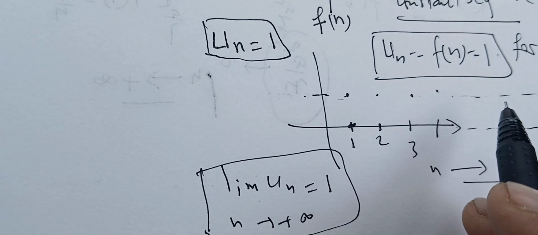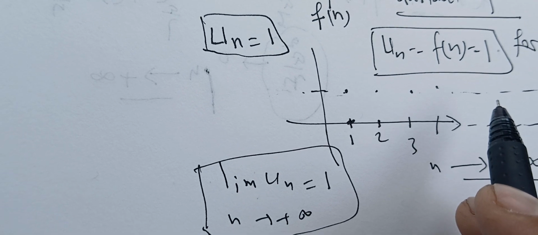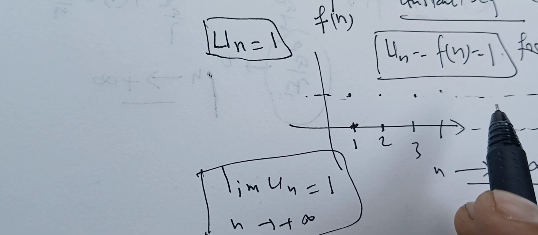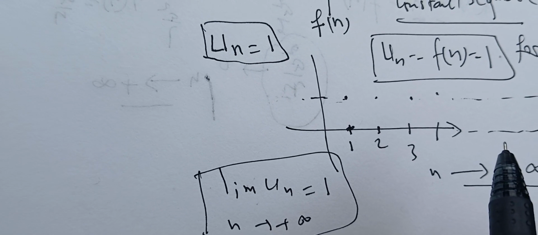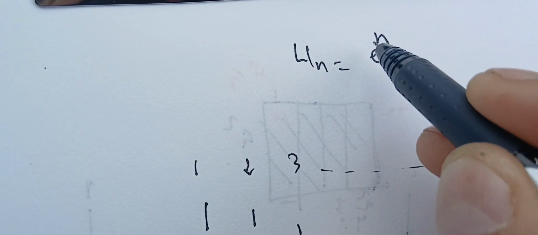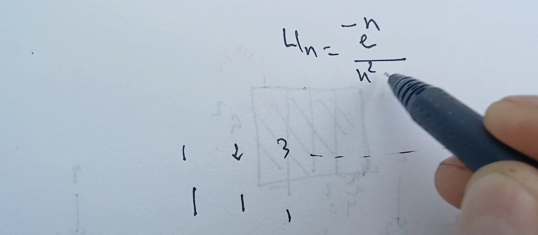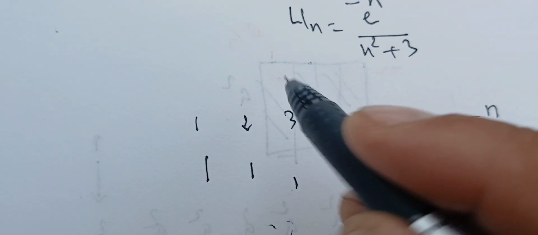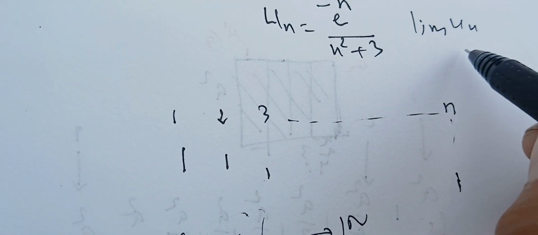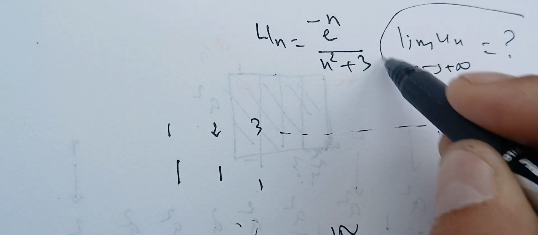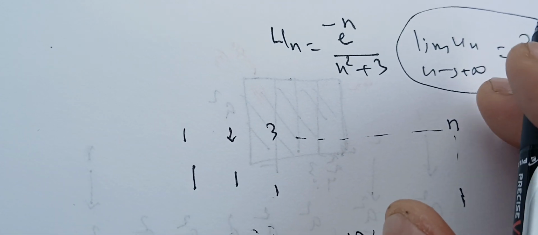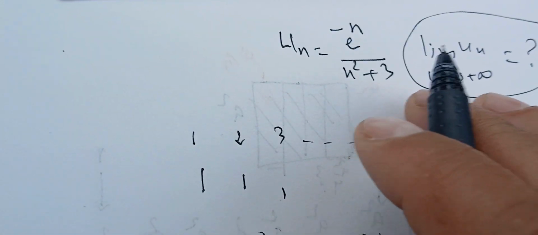Sometimes it's not clear at all, and we need to now learn and understand techniques that would definitely help us in finding limits. Let's say we define a sequence by this: u sub n is e to the minus n over n squared plus 3. So what's the limit of un as n goes to infinity? We can tell. There are some tricks that we can use, but we can tell.